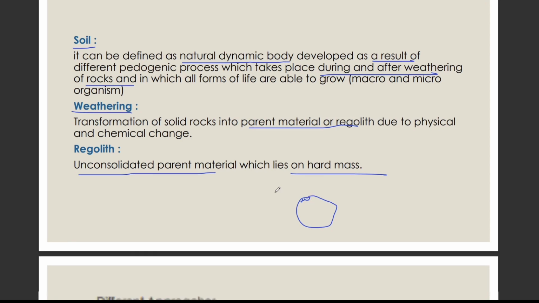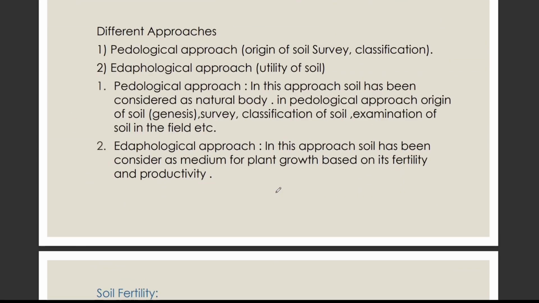Okay, after that we have the different approaches of soil science. Mainly the pedological approach. Pedological approach means the origin of soil, and it includes survey, classification, and also genesis. It describes how soil is created, what the techniques for survey are, and how it is classified, and also we examine the soil in the field. So these things are studied in the pedological approach.